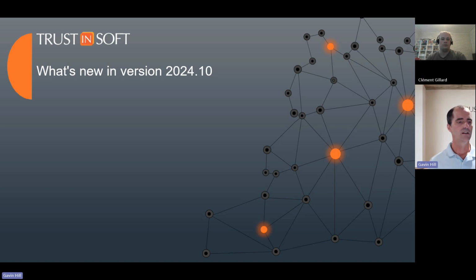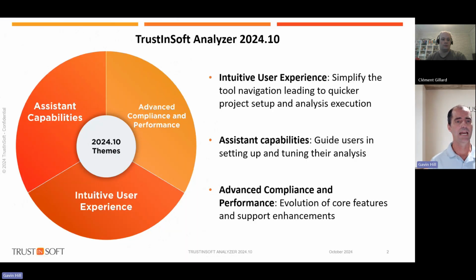So with that, why don't we go ahead and get started on just an overview of the October release. The October release is now generally available for you to upgrade and use. And there's really three key themes that we focused on for this release. One is all around user experience. You'll see us talking about a couple of key features related to the user experience, simplifying the overall adoption of TrustInSoft Analyzer and helping our users to utilize the tooling.